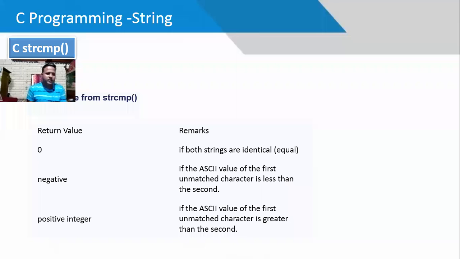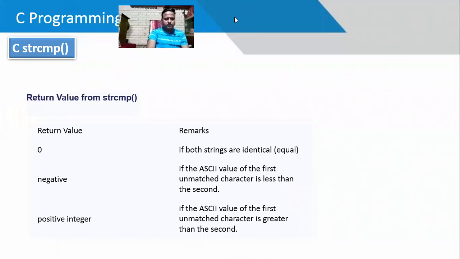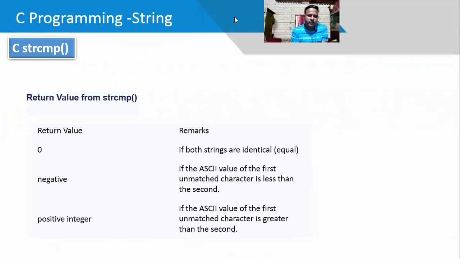Then we're using the strcmp method. So what is the work of strcmp? Return value and meaning: it returns 0 if both the strings are identical. It is negative if the ASCII value of the first unmatched character is less than the second. Then we get a positive integer if the ASCII value of the first unmatched character is greater than the second. That is a positive value.